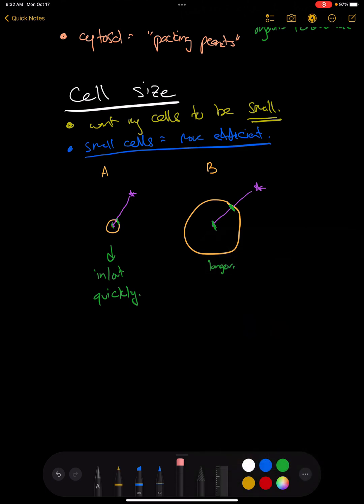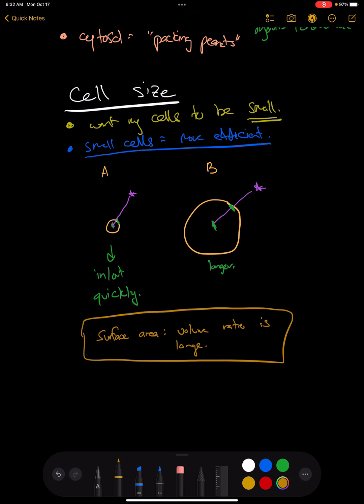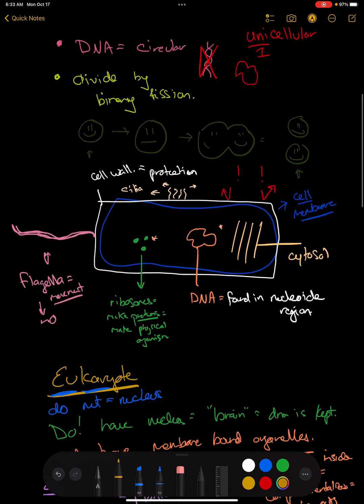And then as far as that goes, this means my surface area to volume ratio is large. That's just a fact we need to know. We'll do some math problems in class to show that, but if you can just remember, I want my cells to be small, and the larger my surface area to volume ratio is, the smaller my cell gets. There you go.